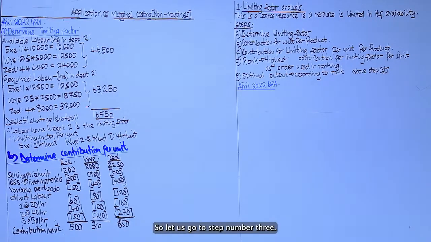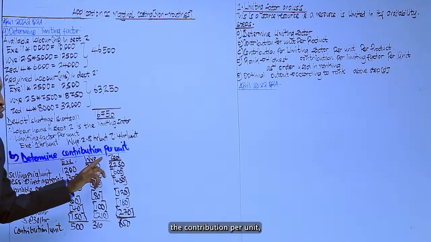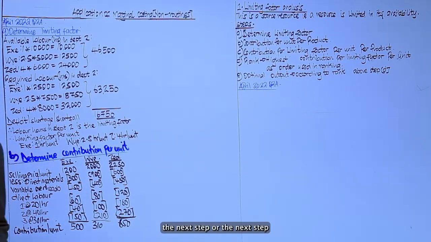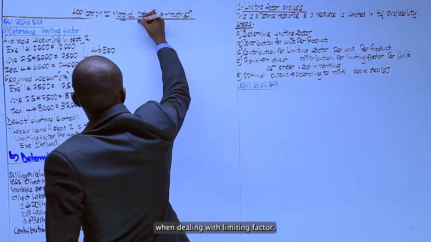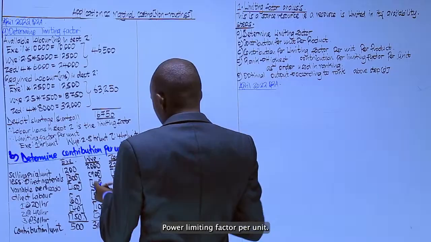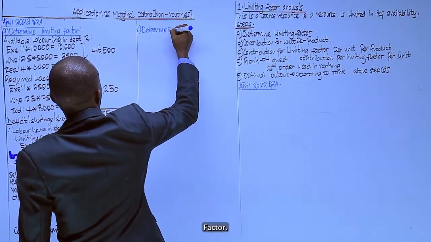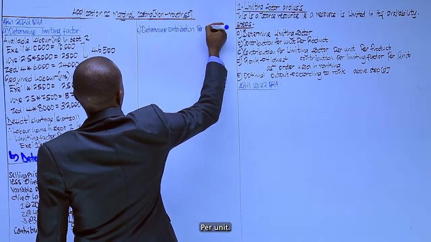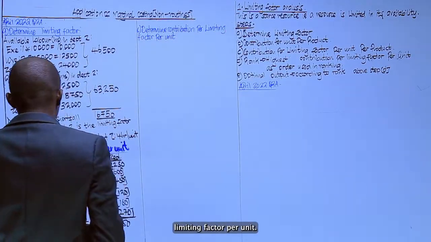So let's go to step number 3. I hope we are together. We have successfully determined the contribution per unit. The next step on dealing with limiting factor is to determine your contribution per limiting factor per unit.